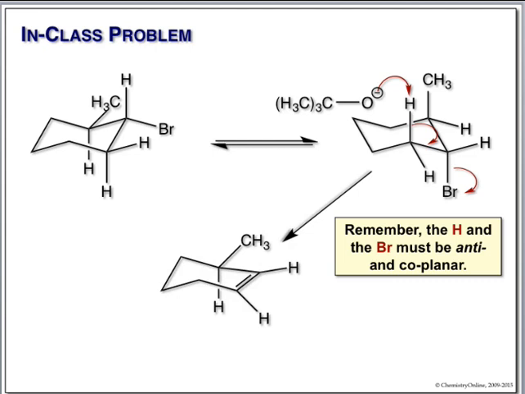Now you should have known this right away because you look here and you say bromine is equatorial, right? This hydrogen that you want to pull off is axial. They're cis to each other, aren't they? Can't do that. The only hydrogen that's going to be trans is going to be another equatorial, and that's this guy. So we make it axial. Do the elimination and get the anti-Zaitsev product. Any questions?